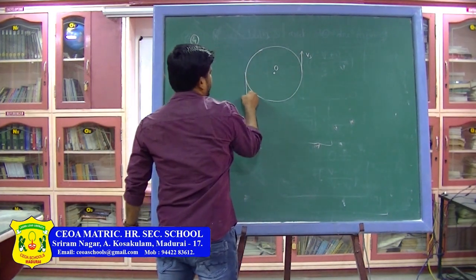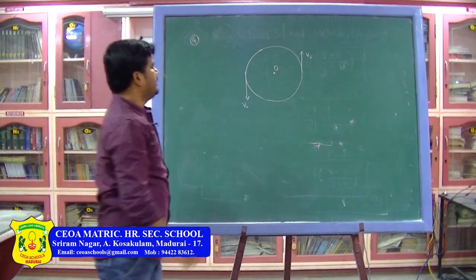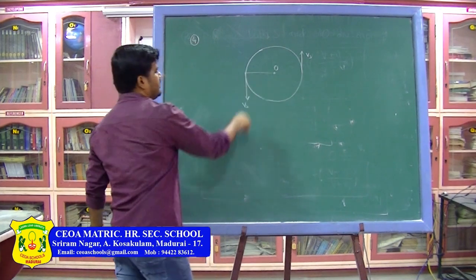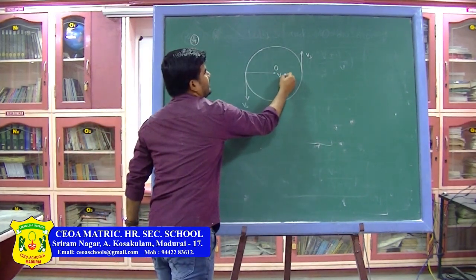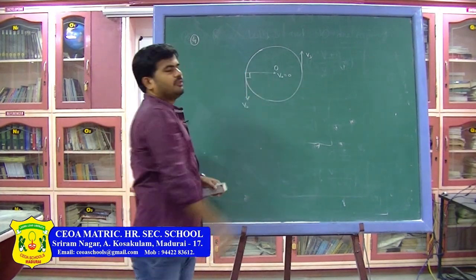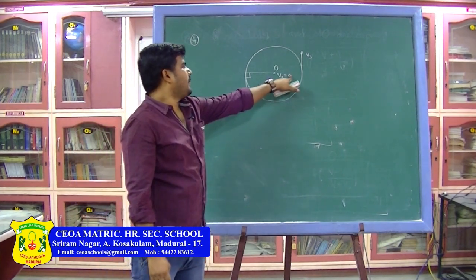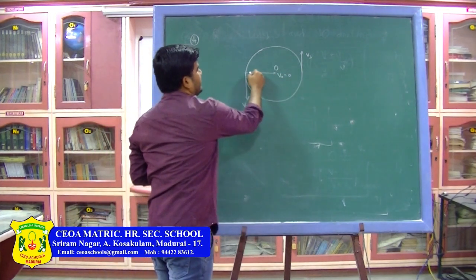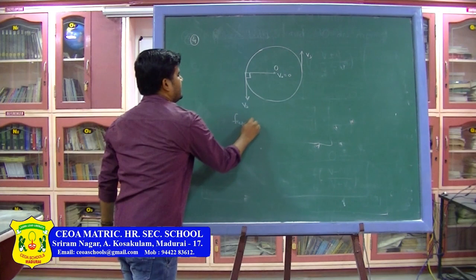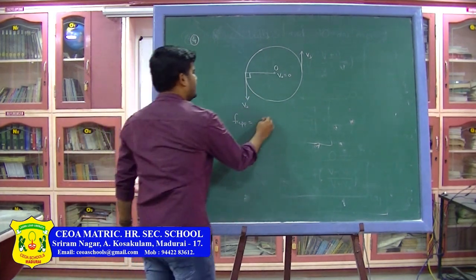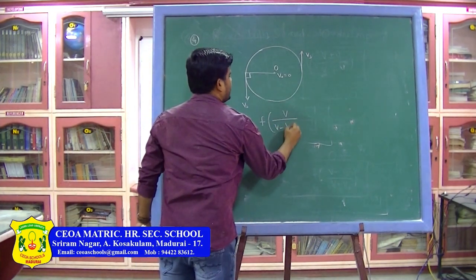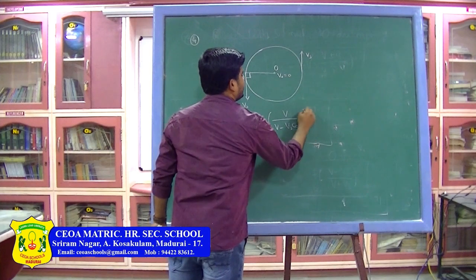If you observe carefully, this is the observer, and V naught is equal to 0. The direction of motion of the source is perpendicular to the line of sight, that is the radius vector. So, in this case there will be no Doppler effect, because if you take the apparent frequency F apparent from the formula we just discussed, that is F into, the observer speed is 0, so V divided by V minus Vs cos theta.